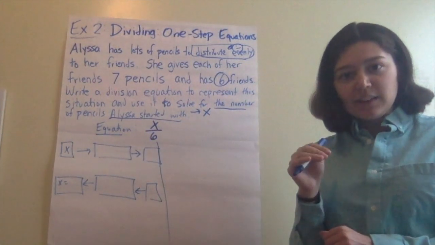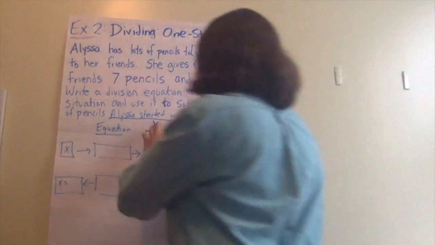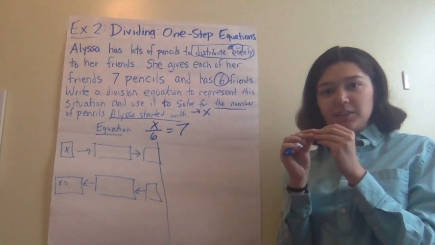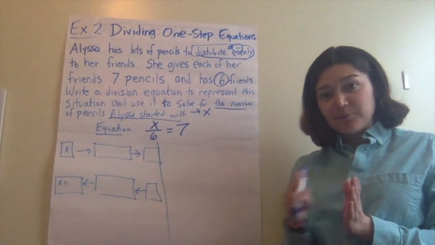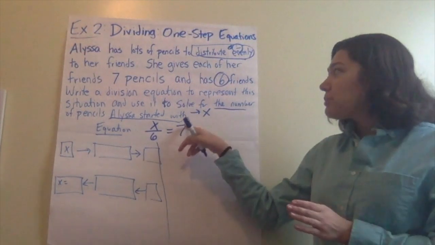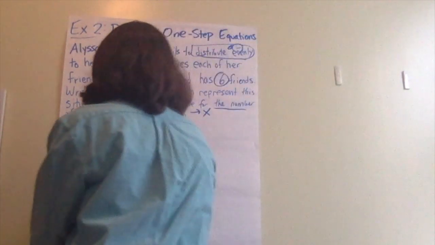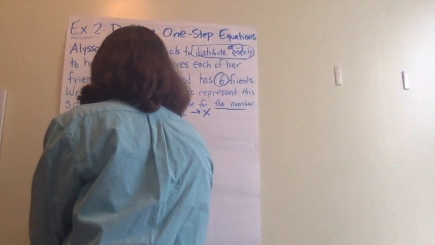x divided by 6, and that gives me 7. Once I take the number that Alyssa started with, I divide by 6, the number of people that there are. Each person gets 7 pencils. So that's my equation: x divided by 6 equals 7.